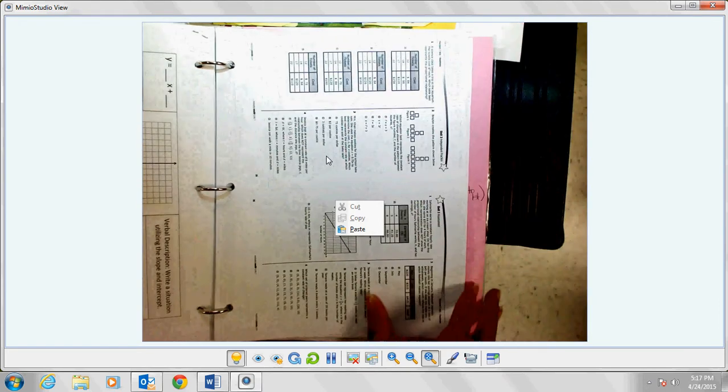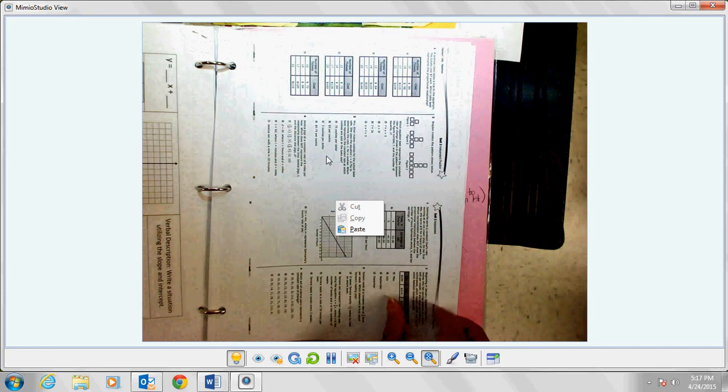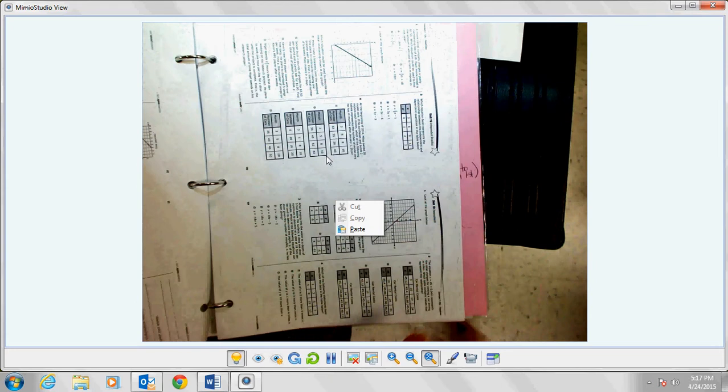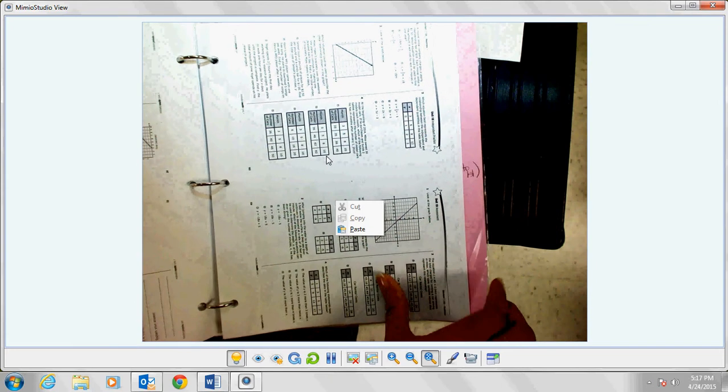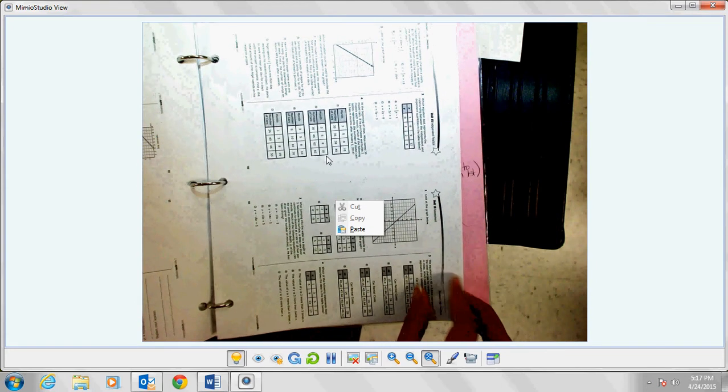Okay, next is your Unit 3 handout, which looks like this. There's the back side. After the Unit 3 handout should be your Unit 19 handout, which looks like this. And then there's the back side.